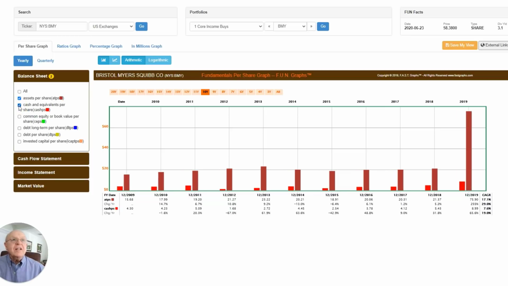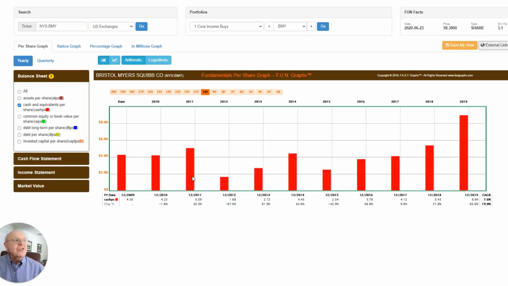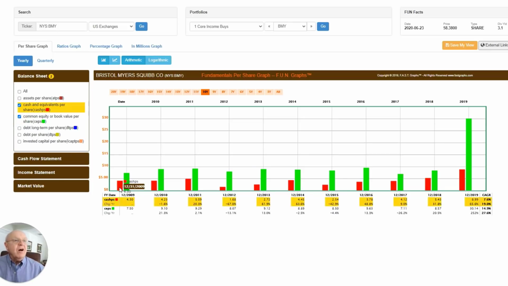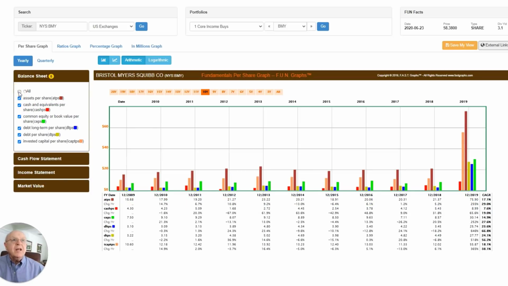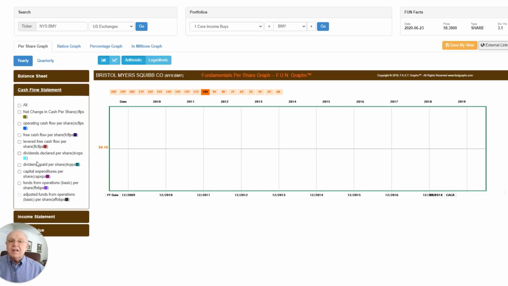I can also look at cash on hand. How much cash does the company have on a per share basis? And right now, through the February quarter of 2019, Bristol-Myers had $8.99 of cash. So I can go through, I can look at common equity or book value and all these other items. I can erase everything by just double clicking it here, and then I can move on to the cash flow statement, for example. And I can look at dividends.